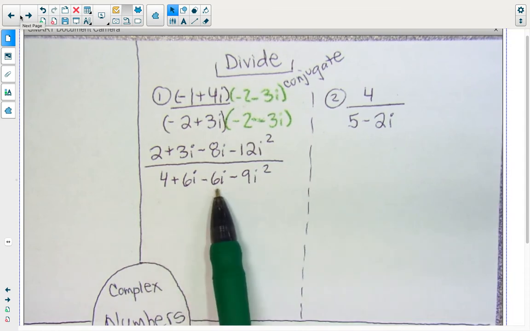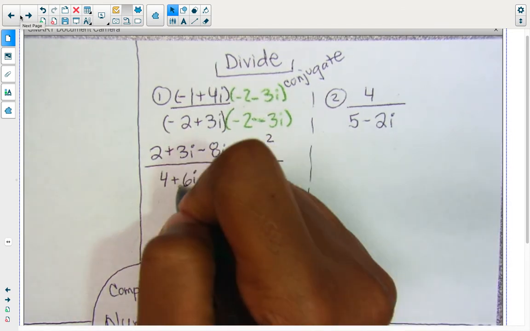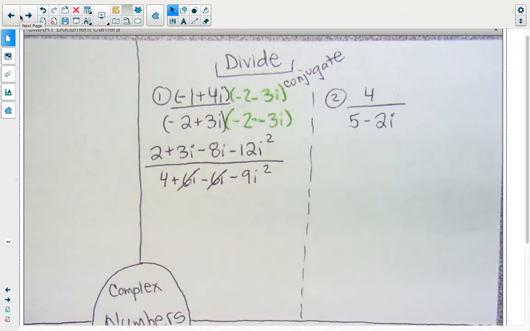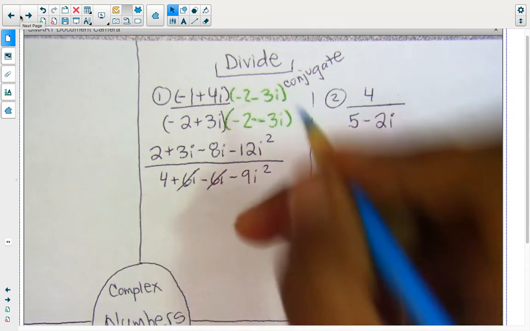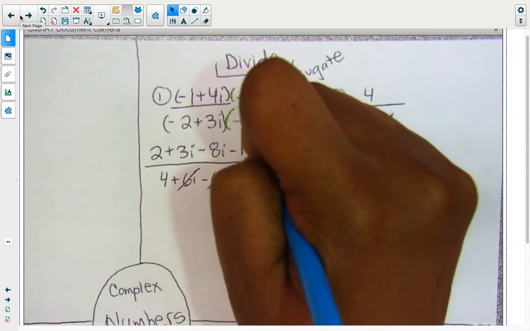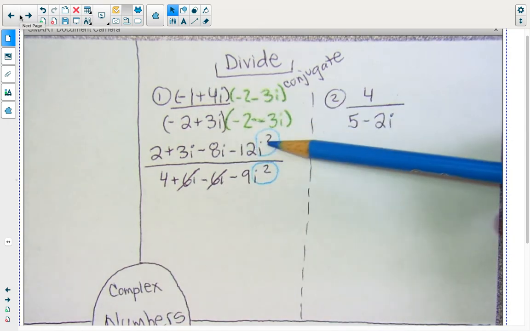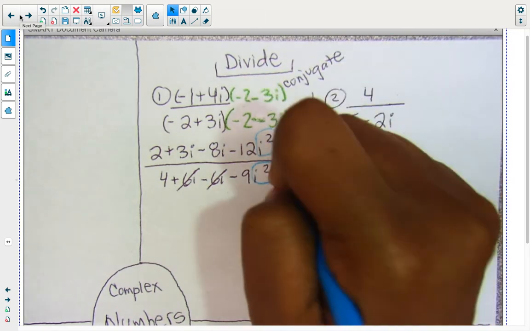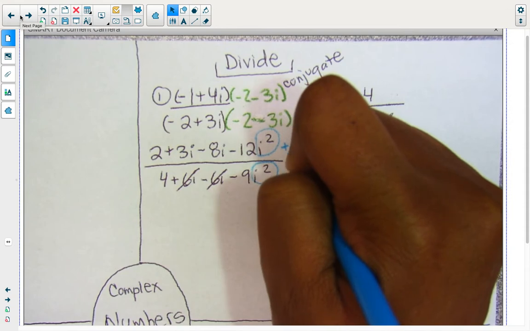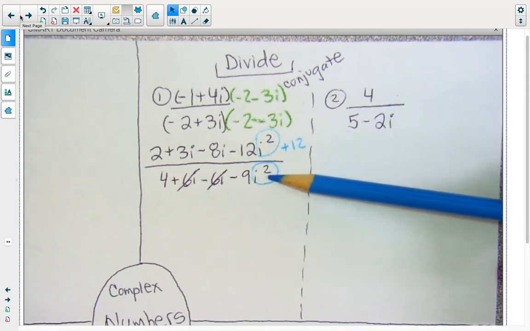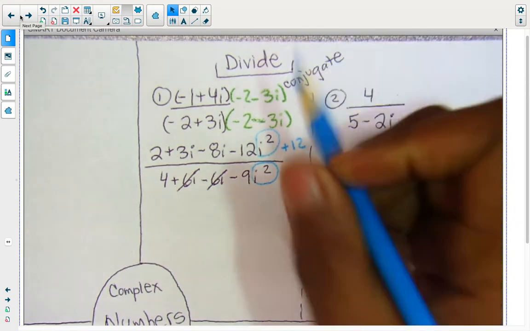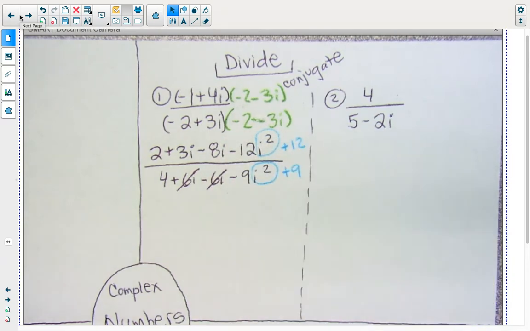I see a few things that I can simplify. 6i and -6i, this is the properties of the conjugate, so this is why they cancel out. It's going to get rid of the imaginary part there. And I see an i squared here, and I see an i squared here. So instead of this being -12, I know that i squared is -1. -12 times -1 gives me positive 12. So this now becomes positive 12. And -9 times -1 now becomes positive 9.